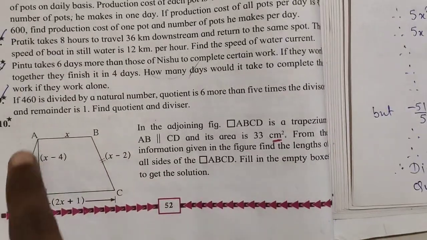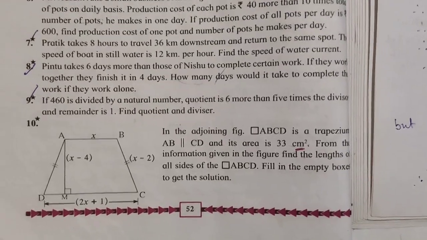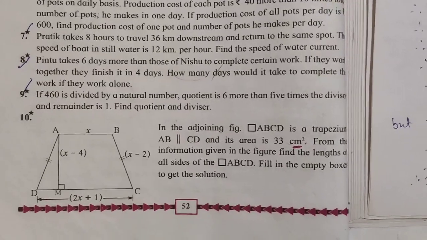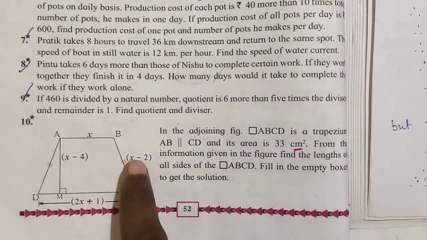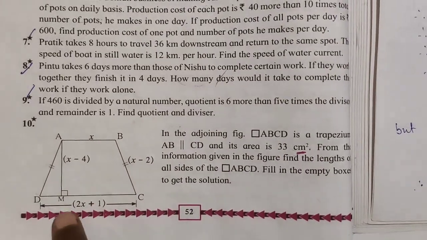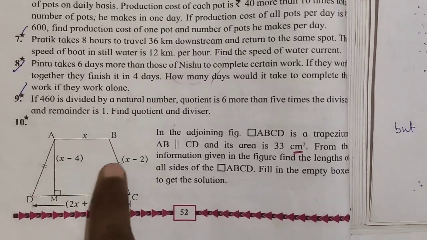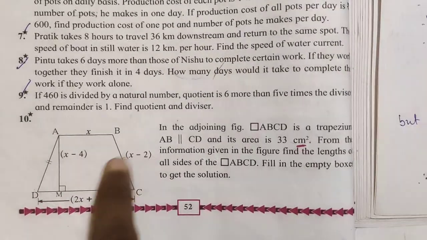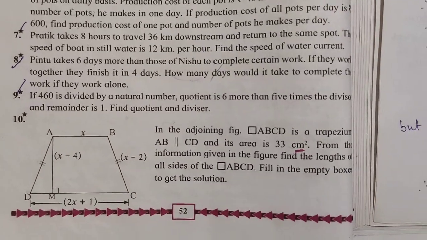Means you need to calculate the value of all the sides. Fill in the empty boxes to get the solution. For this you are going to fill up the boxes. Now see in the diagram, this AB is x, BC is x minus 2, DC is 2x plus 1, AM is x minus 4, and you can see these two are equal, denoted by identical signs. So you can see AD is equal to BC and both are x minus 2.